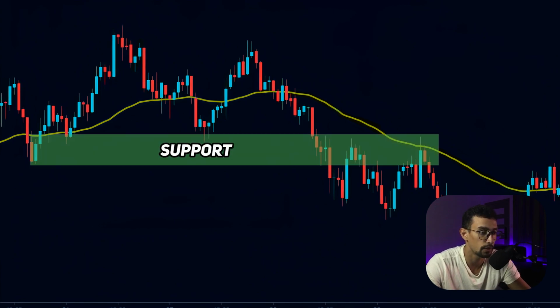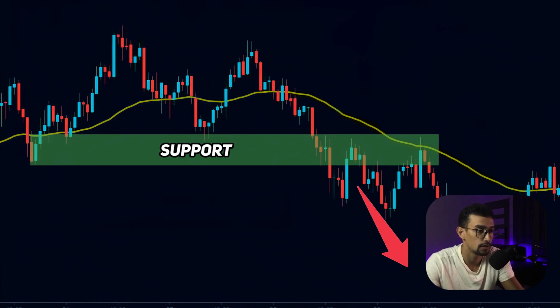Here we see that the price breaks this support. So now we expect this level to provide resistance. And in the future, as new candles are formed, we notice that the 15 period EMA coincides with the resistance level. Hence, there is a high probability that the price will find strong resistance here and continue this downtrend.